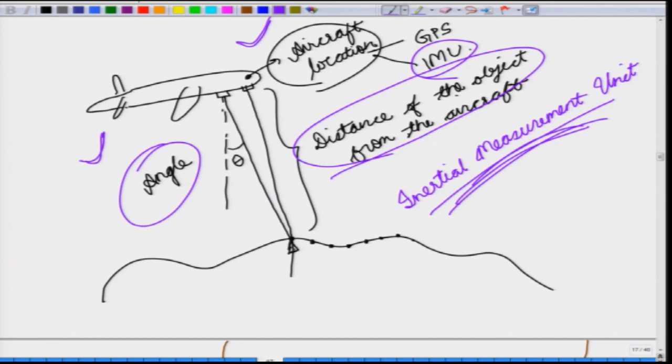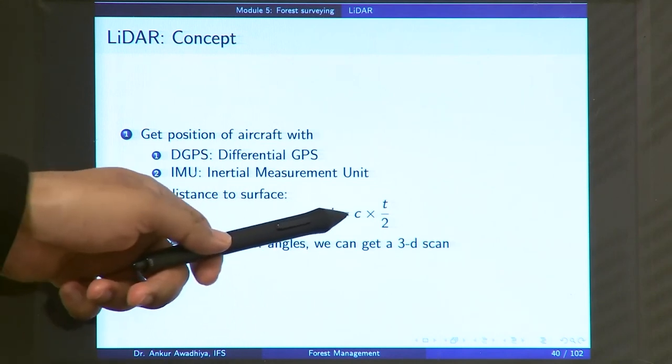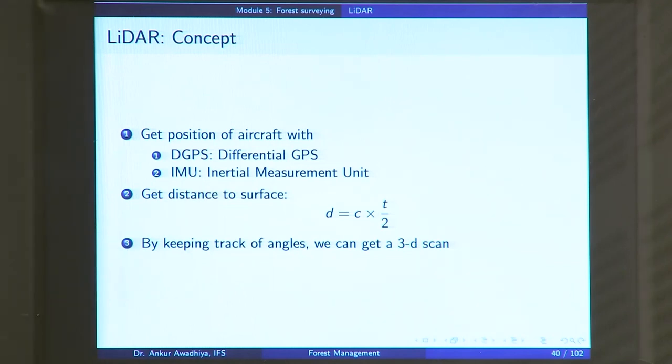So, now you know all these three things. You know the aircraft location, you know the angle that is being subtended, and you know the distance of the object from the aircraft, and using all three of these you can figure out the locations of each and every one of these points. And when you do that, you have a very good three-dimensional representation of the surface that you are interested in. So, basically the concept of LiDAR is that you get the position of the aircraft with differential GPS and inertial measurement unit, you get distance to the surface by d is equal to c into t by 2, and by keeping track of the angles we get a 3D scan.